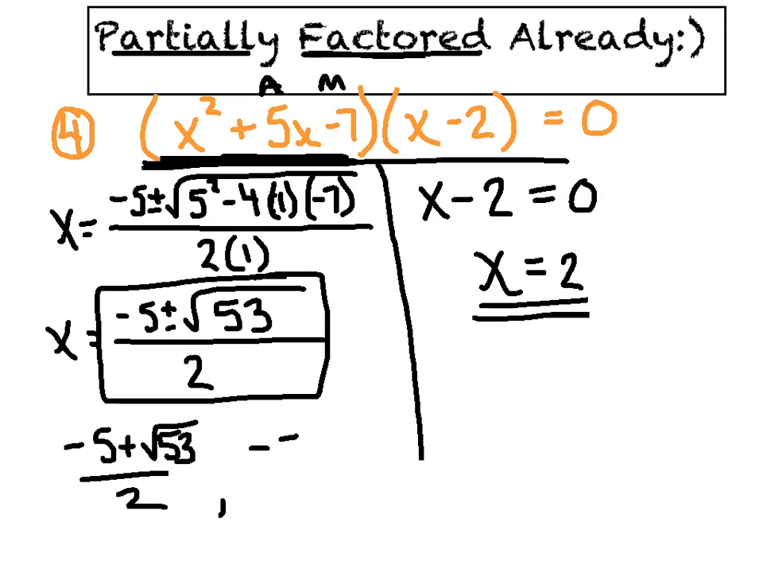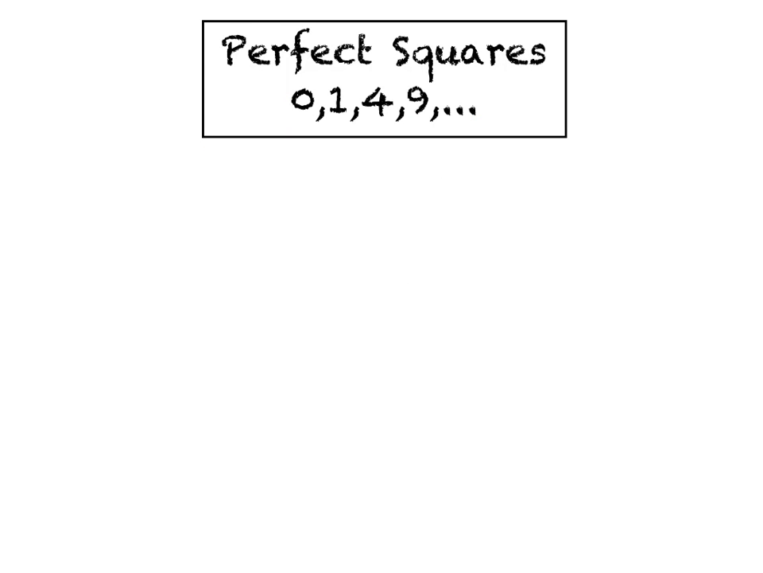And then we could also say that negative 5 minus radical 53 divided by 2 is the last and third and final root. Well, we've got a few more problems to go over, and before we do so, I just want to have a mini discussion, kind of a mini side lesson on perfect squares.